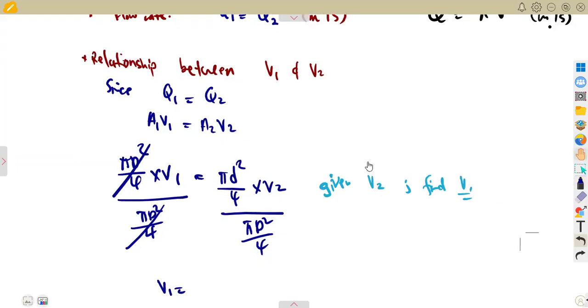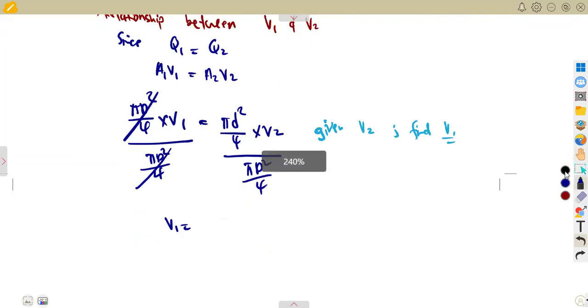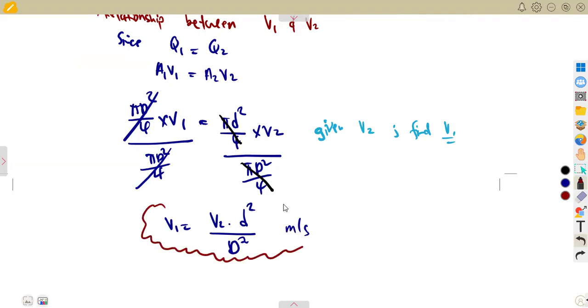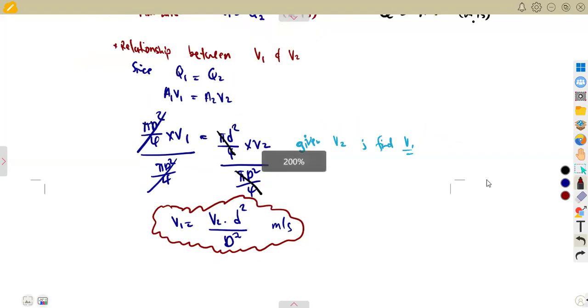If we divide by pi d squared, you're going to see that these two cancel. The pi over 4 and the pi over 4 are the same. So that means we are left with V2 times d squared over d squared. So that's the case there. We have got V1 in that case. So take note, considering the diameters and the way that you're given, that will be the formula for V1.